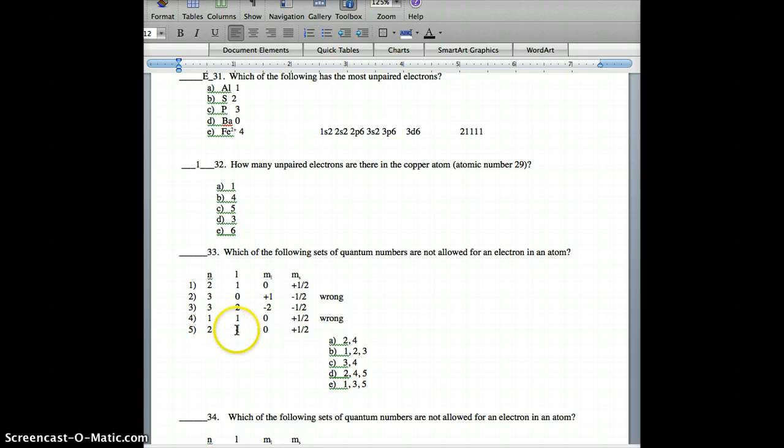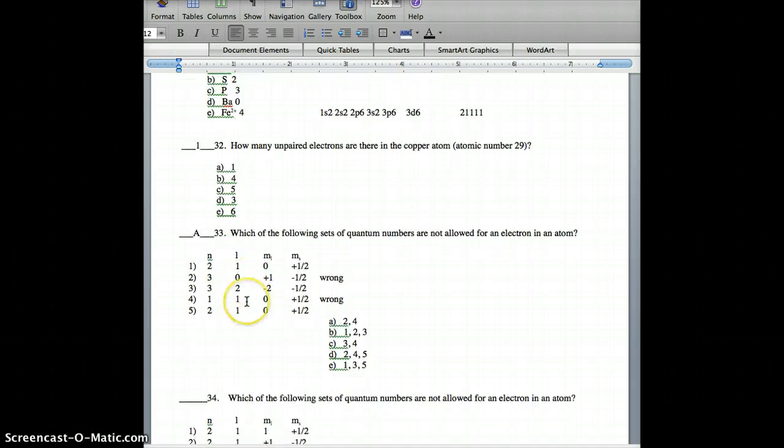If n equals 2, L equals 1, that's 2p. And if you have L equals 1, m can equal 0, so that's fine. So the best answer then is 2 and 4. The answer is A. Those are the ones that are wrong.